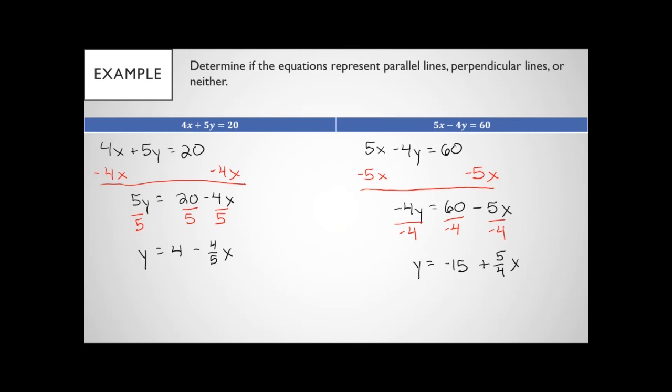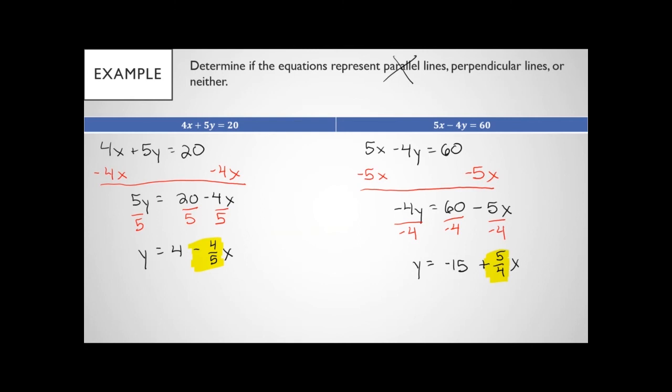So now we need to take a look at the slopes. The slopes are what's in front of the x. So the slope of the first equation is -4/5. The slope of the second is 5/4. If they're parallel, those slopes would be equal, but these are not equal. So we can rule out that they are parallel.